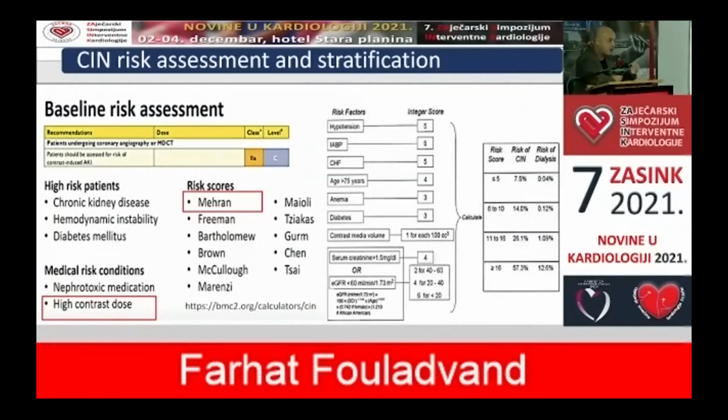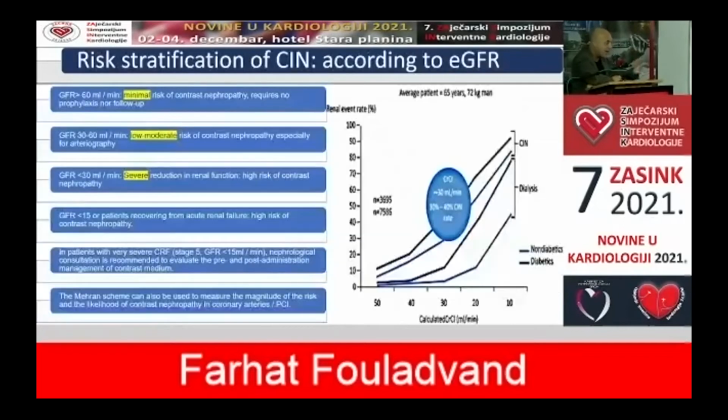But about the contrast, you say, okay, this patient has an eGFR of 60, so I'm permitted to use about 120 of contrast. You put 120 of contrast and you have 1 point, because every 100 milliliters of contrast gives you 1 point in the Mehran score. The other scores, GERM is a very interesting score, but you need a special site and app to use it to receive the data.